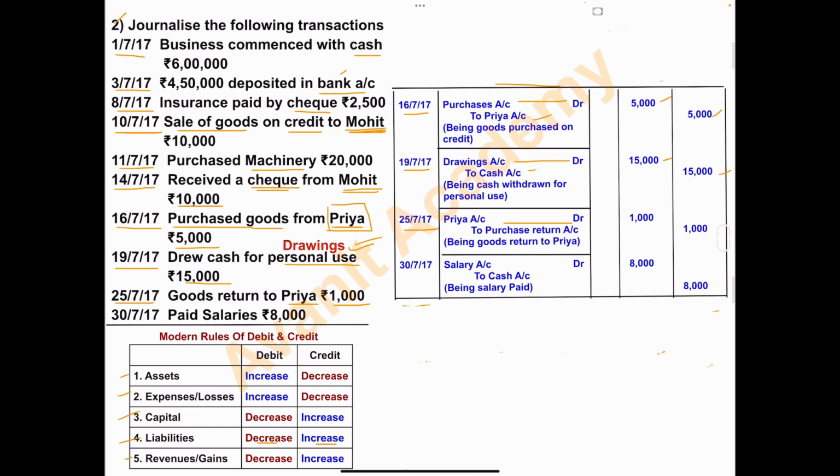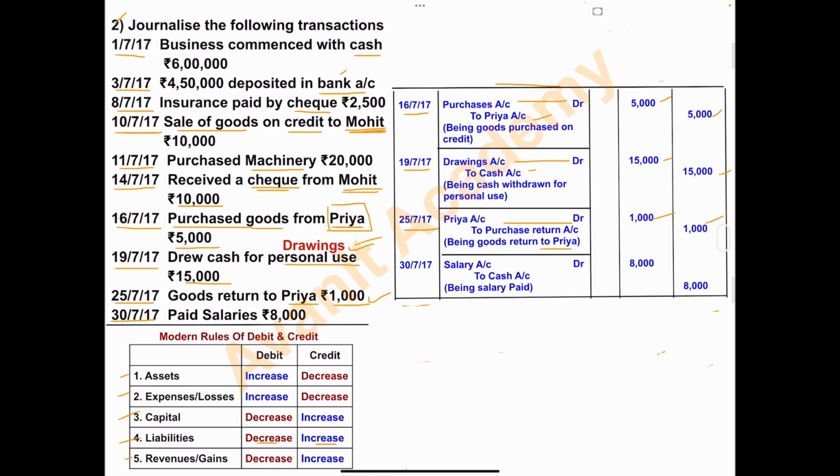Understood this transaction? Goods returned to Priya. That is a purchase return. On 16th July, we have purchased the goods from Priya, and on 25th July, the owner has returned the goods to Priya worth rupees 1,000. Entry is Priya's account debtor to purchases return account, and the amount is 1,000. And the narration is being goods returned to Priya.